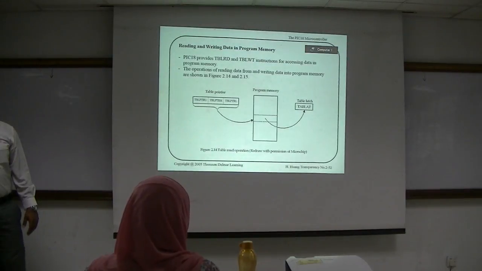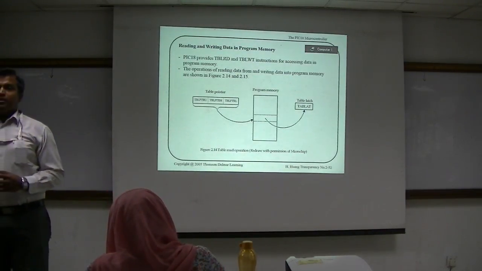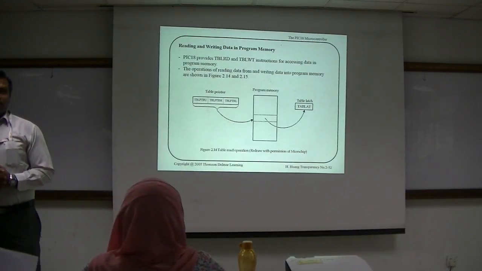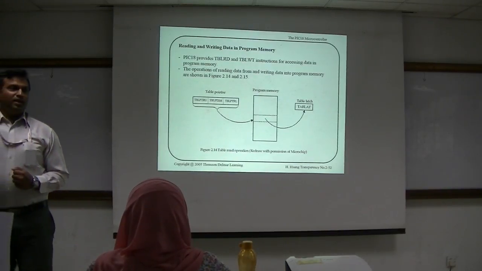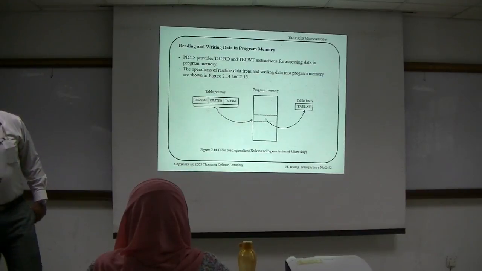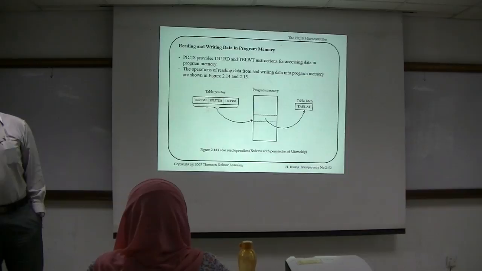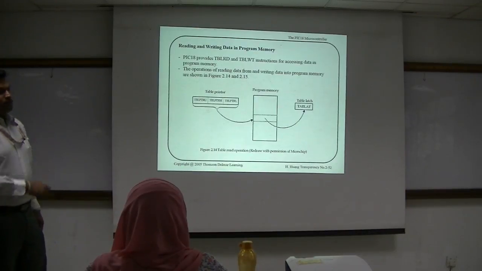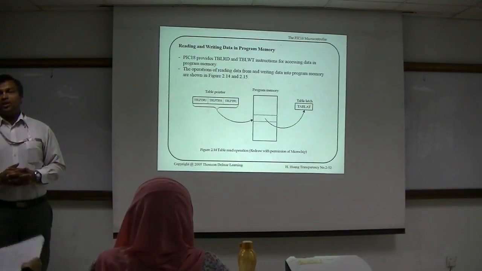So the next topic is, earlier you have already been introduced to pointers in data memory. The pointers in data memory are known as file select registers. How many file select registers do we have? We have 3, FSR 0, 1 and 2. Likewise, I did mention earlier in class that in program memory also there is a pointer, but I'm not referring to the program counter. So now we're going to learn about the pointer which can be used in program memory.